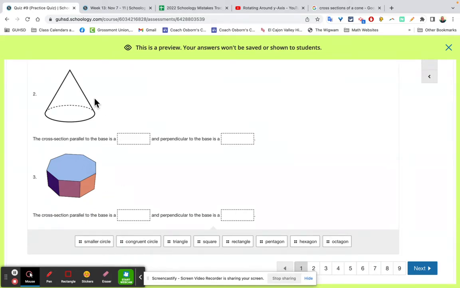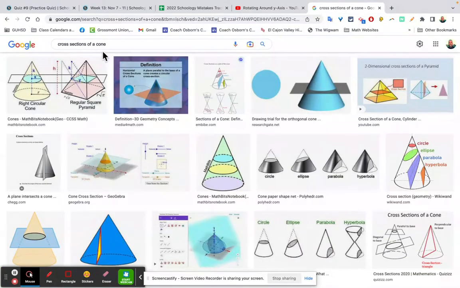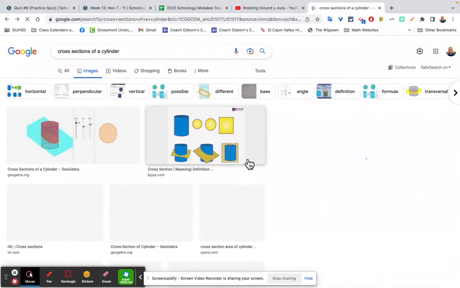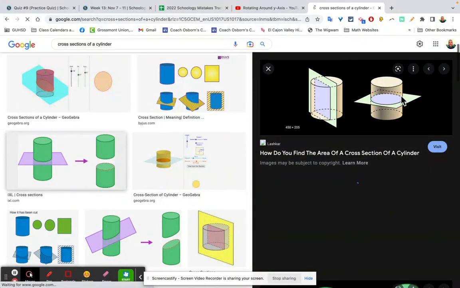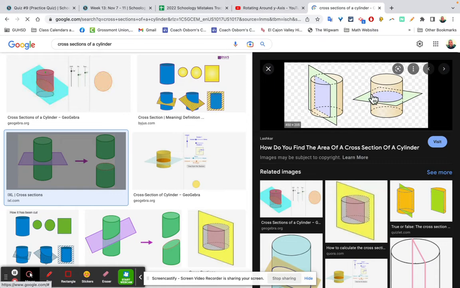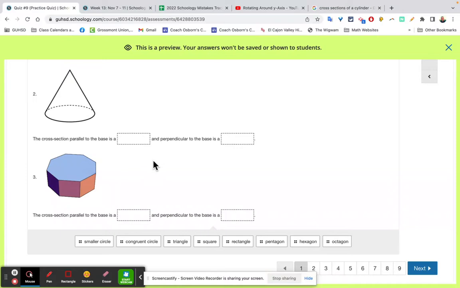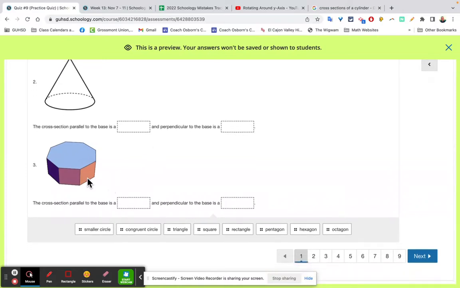Whereas if I cut, let's say a cylinder, let me go back to this one. Let's say a cylinder, right? Well, that cross section is going to be the exact same size as the base, radius and all. So that would be a congruent circle that would be equal to its base. Okay. And the same thing with this. Let's see, how many sides is this guy? This is 8 sides, so octagon. All right. So again, if you cut parallel to the base, you're going to end up with an octagon. If you do a perpendicular, you can see from the side of that, it's going to be more like a rectangle.